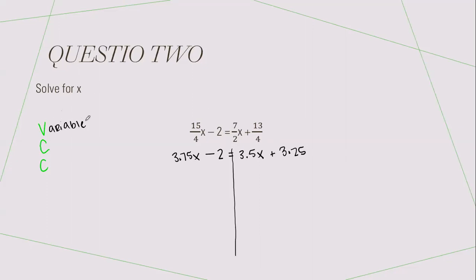The first thing I'll do is get rid of a variable. Which one do y'all want to get rid of? 3.5. All right, I agree. So I'm going to get positive 3.5x. And Hannah, how would I get rid of it? You subtract it from 3.5. Perfect, awesome. So I'm going to subtract 3.5x from the other side. So 3.75x minus 3.5x is 0.25.